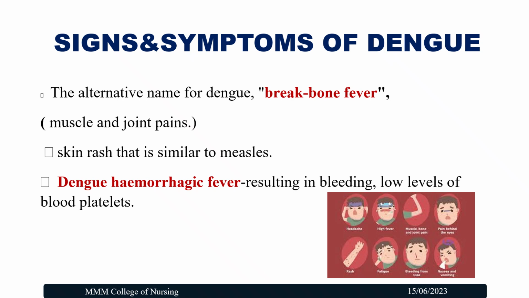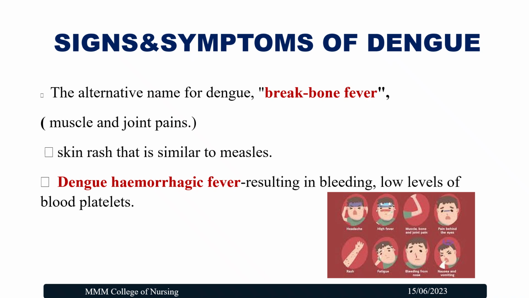An alternative name for dengue is break bone fever, because it mostly affects the muscles and joints. Patients will complain of severe muscle and joint pain, and that's why it is called break bone fever. There are also skin rashes similar to measles.